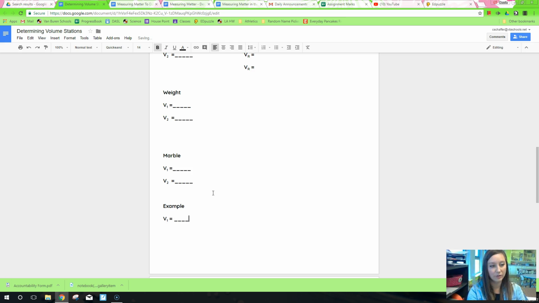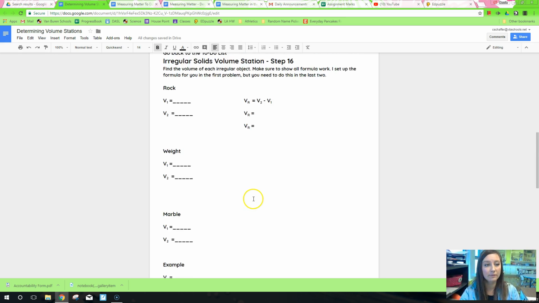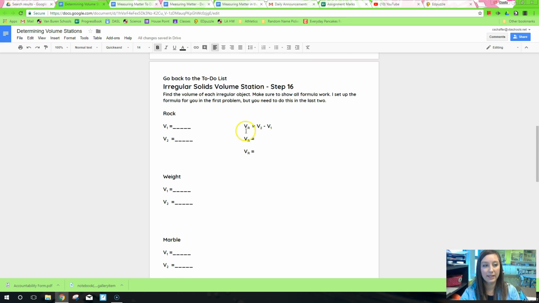So I just like to write down what my first volume is and my second volume, just to help keep me organized. Some people prefer to go straight into the formula, and that's fine too. It's really up to you how you want to work. What I'm really looking for is the formula. So I get you started with the formula up here, and then you have to fill it in. And then on the weight and the marble ones, I expect you to show your formula work correctly.